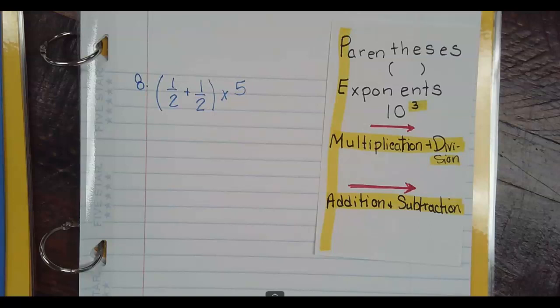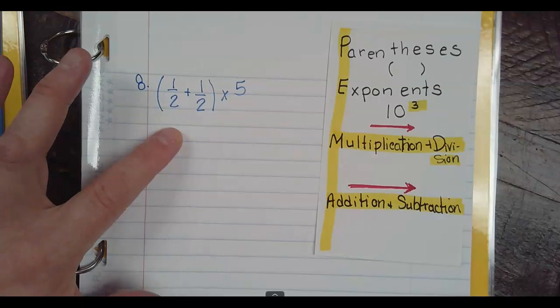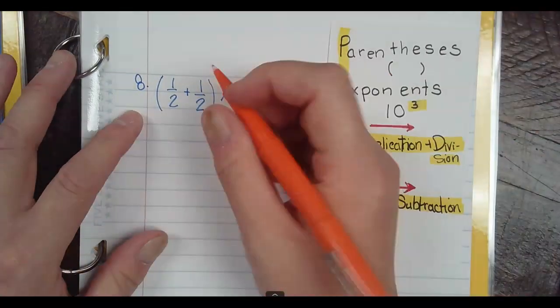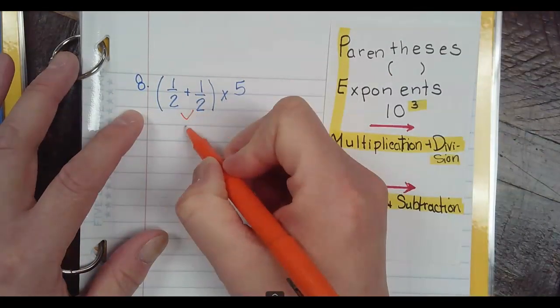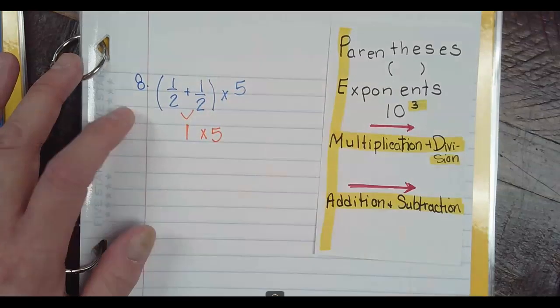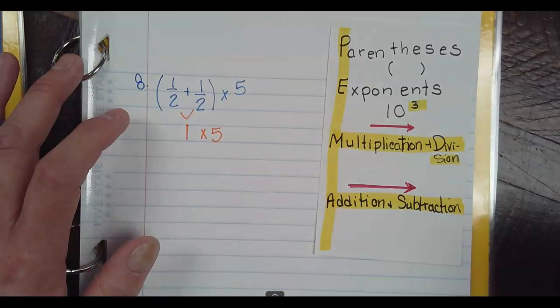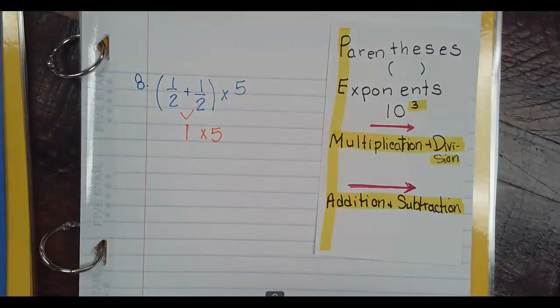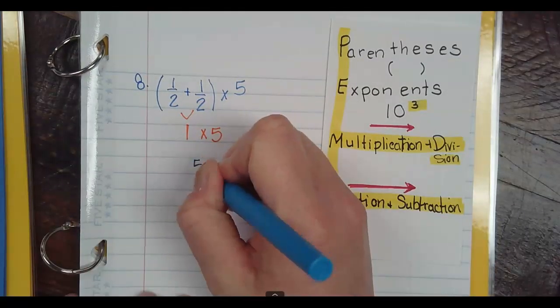You were right. Now, if I have a half a pizza and a half a pizza, I now have a whole pizza. So half plus a half is a whole pizza. So 1 times 5. 1 times 5 is? What questions do you have?